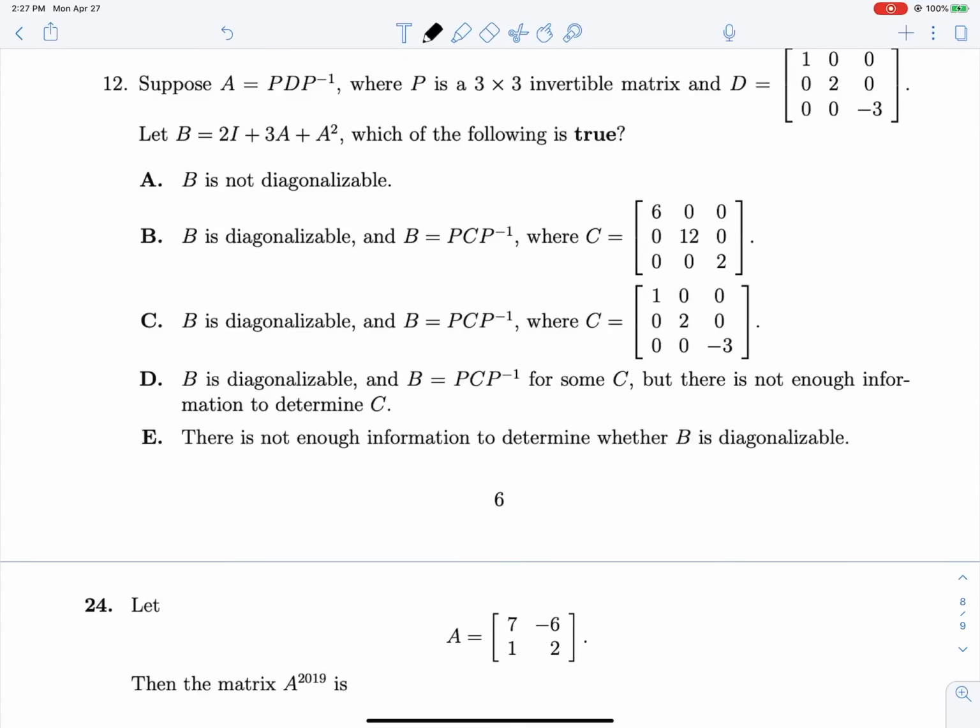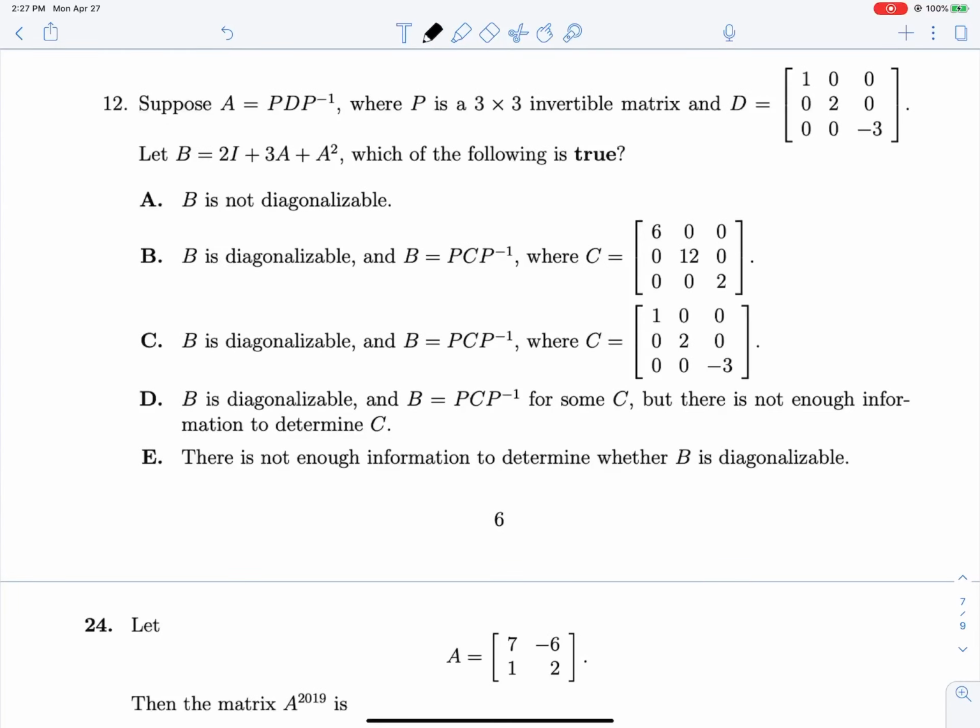12. Suppose that A is equal to PDP inverse, where P is a 3x3 invertible matrix, and D is given there. So we know that since D encodes the eigenvalues of A, the eigenvalues of A are 1, 2, and negative 3. Now we have a matrix B, which is equal to 2I plus 3A plus A squared. So really what we would like to know is what happens to the eigenvalues of A when we add factors of A, when we square A, and when we add factors of the identity to A.